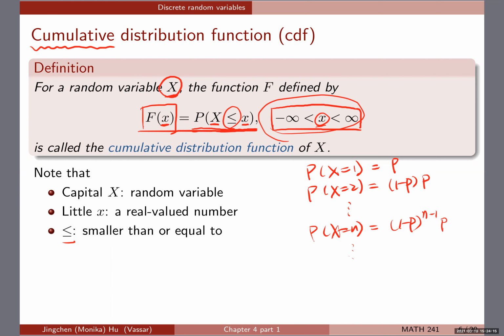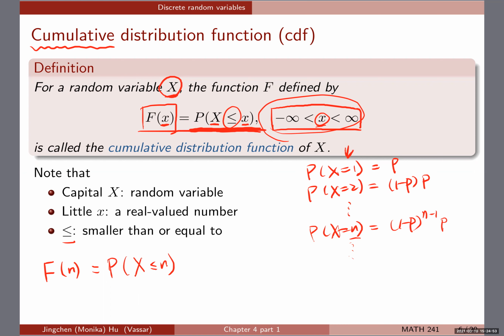So let's put this into our CDF definition. If we're looking at the CDF of the same random variable for that experiment that we talked about in the previous video, then if I want to find the CDF, capital F, of the random variable capital X at a particular value n, then following strictly this definition, I'm trying to figure out the probability that capital X is smaller or equal to n.